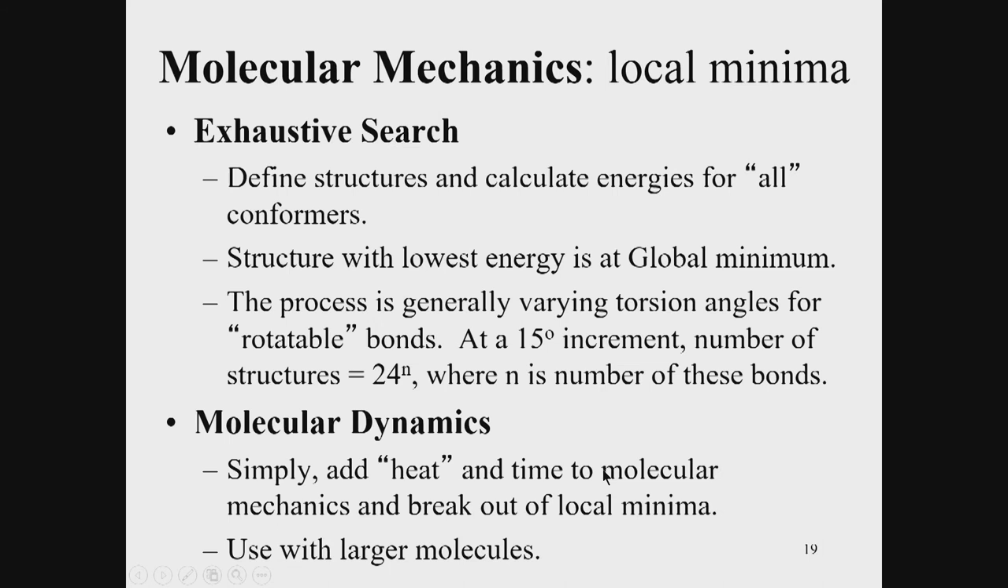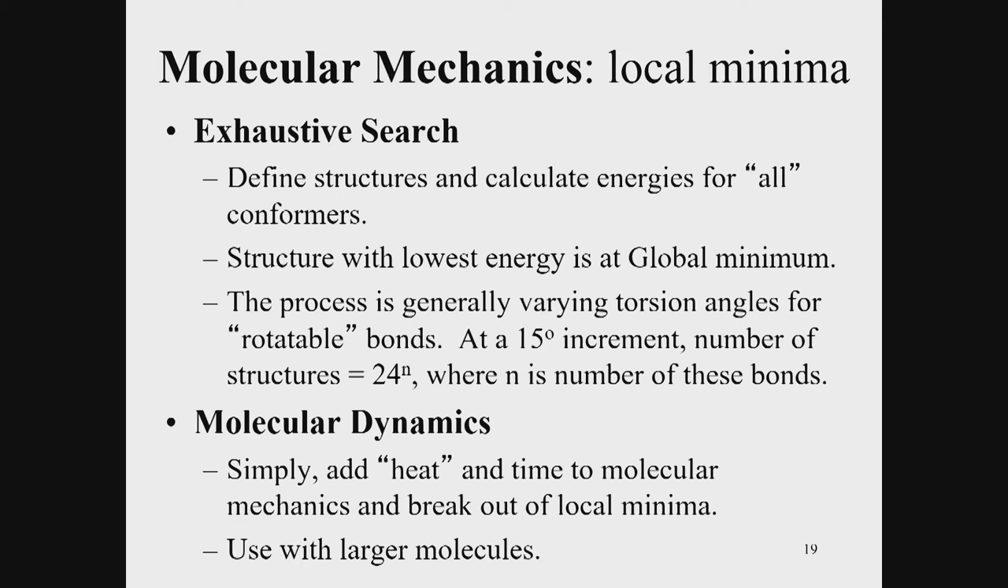So how do we get out of these local minima? Well, two major approaches and a variety of other approaches, but the two major approaches are, one, to do an exhaustive search. We would calculate the energies of all the possibilities and then pick the one that has lowest energy. That, in principle, should always work. And the one that has lowest energy would be the one that's at the global minimum.